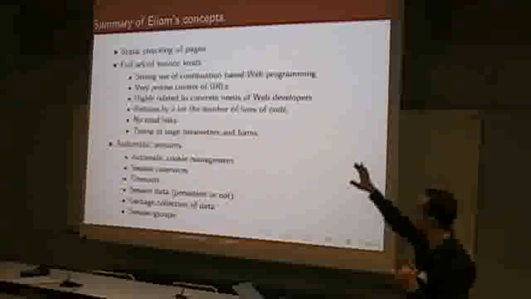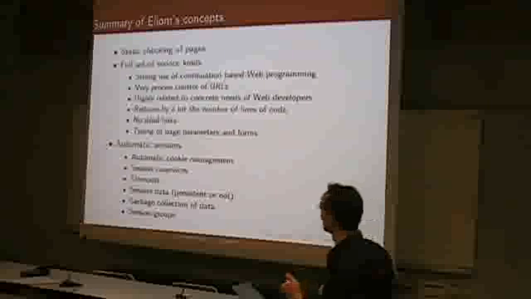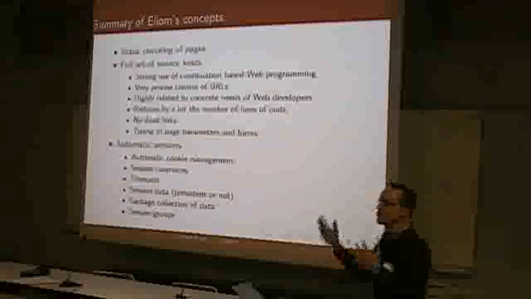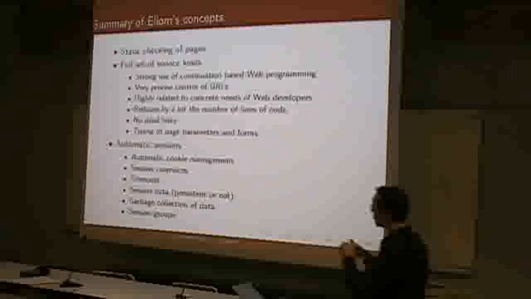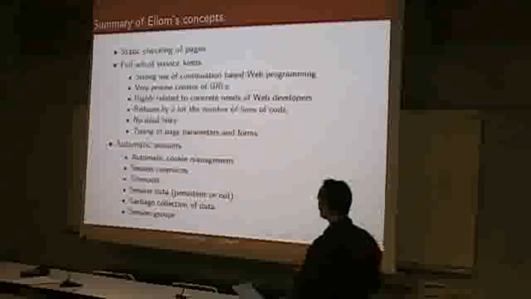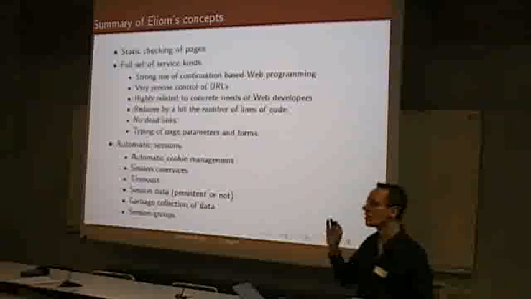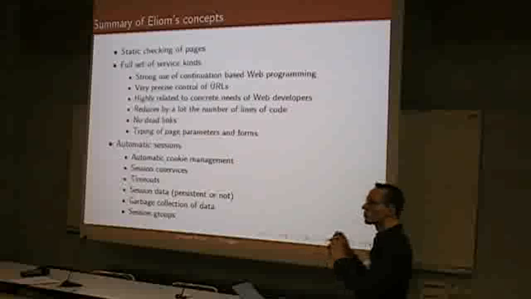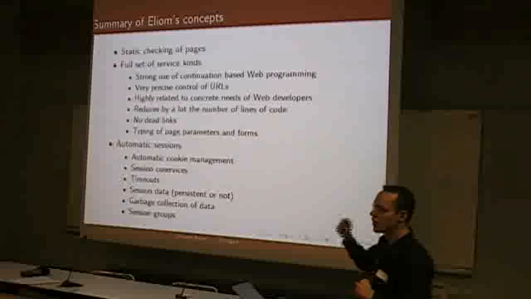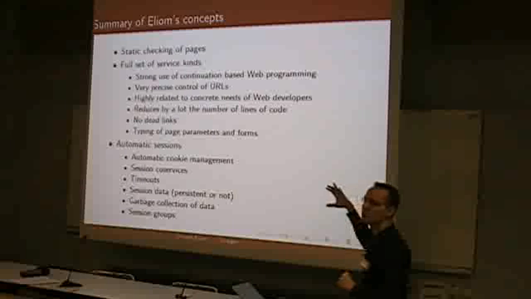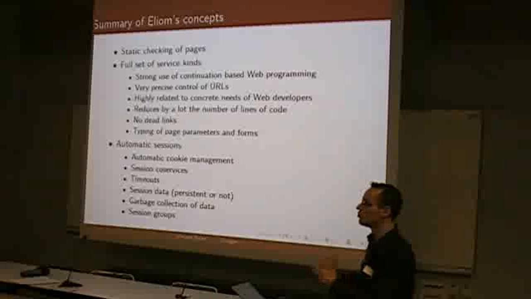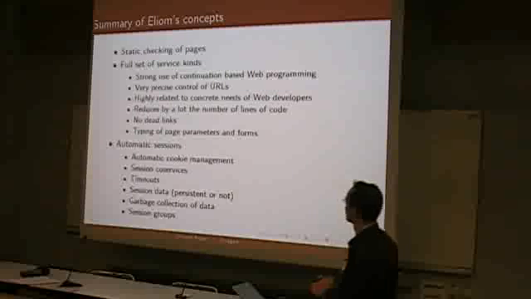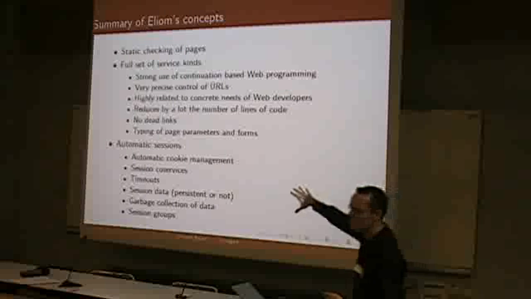To conclude, here is a summary of the features, Eliom's concepts. We have static checking of pages. We have a full set of service kinds with a strong use of continuation-based web programming. An important thing is that we have a very precise control of URLs. You can choose precisely the URL you want, and you have concepts highly related to the concrete needs of web developers that allow to reduce the number of lines of code. I did not speak about session.